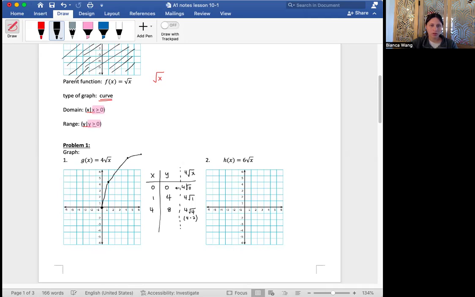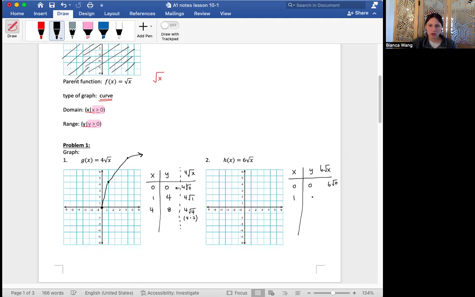I know it's kind of hard to graph this, but it would look kind of like this. This would be what my graph looks like. All right, so let's take a look at this: 6 times square root of x. So let's pick 0. 6 times the square root of 0 would just be 0. So it'd be 0, 0.